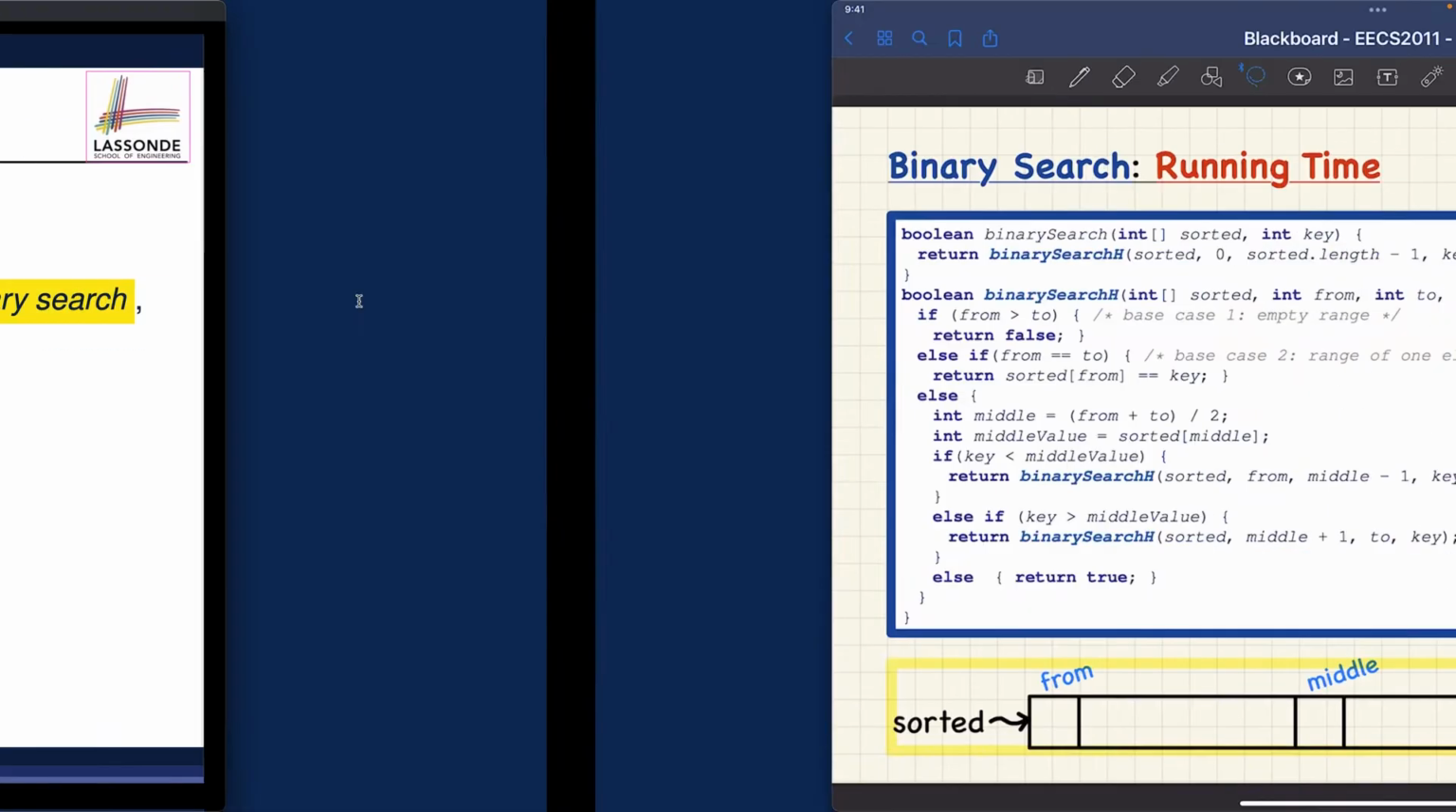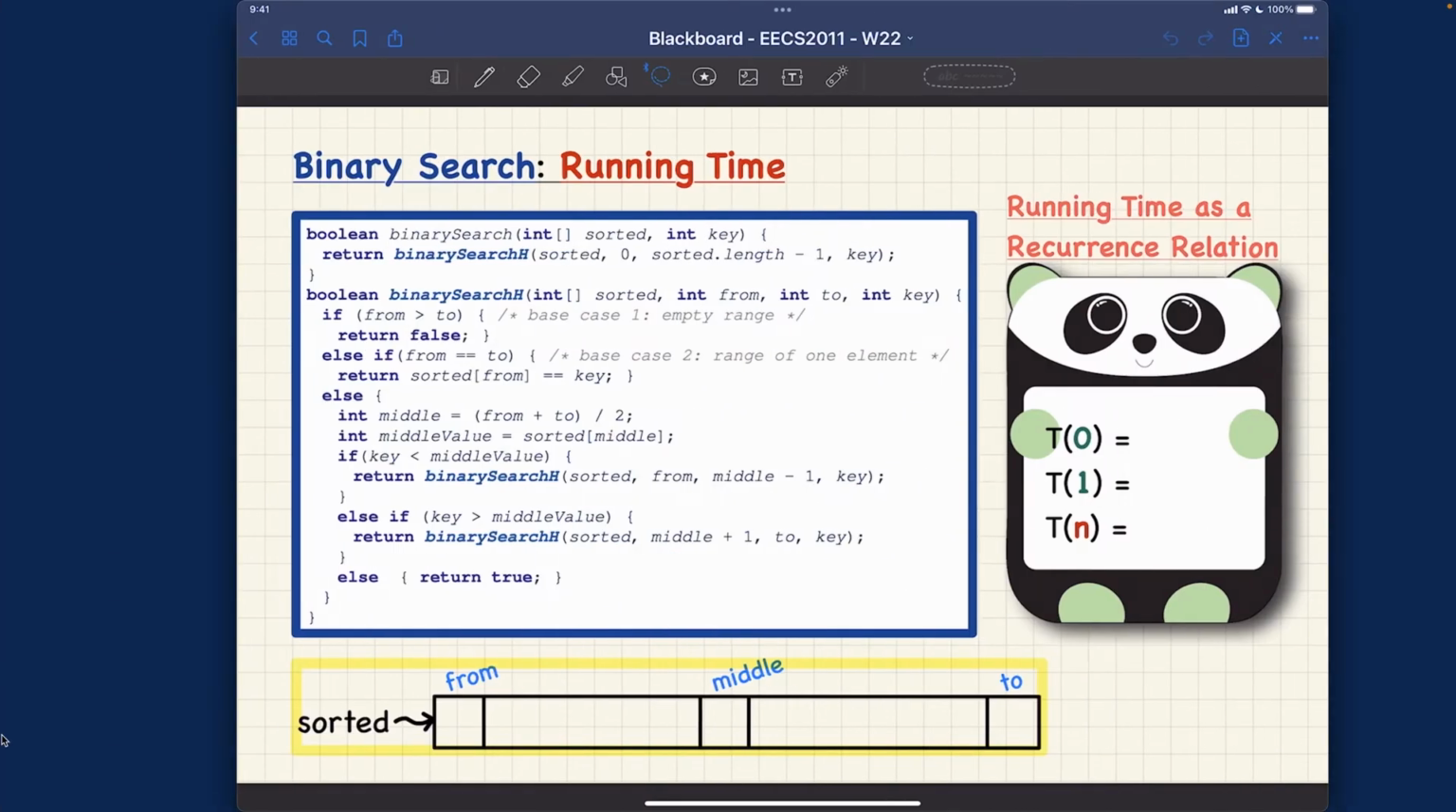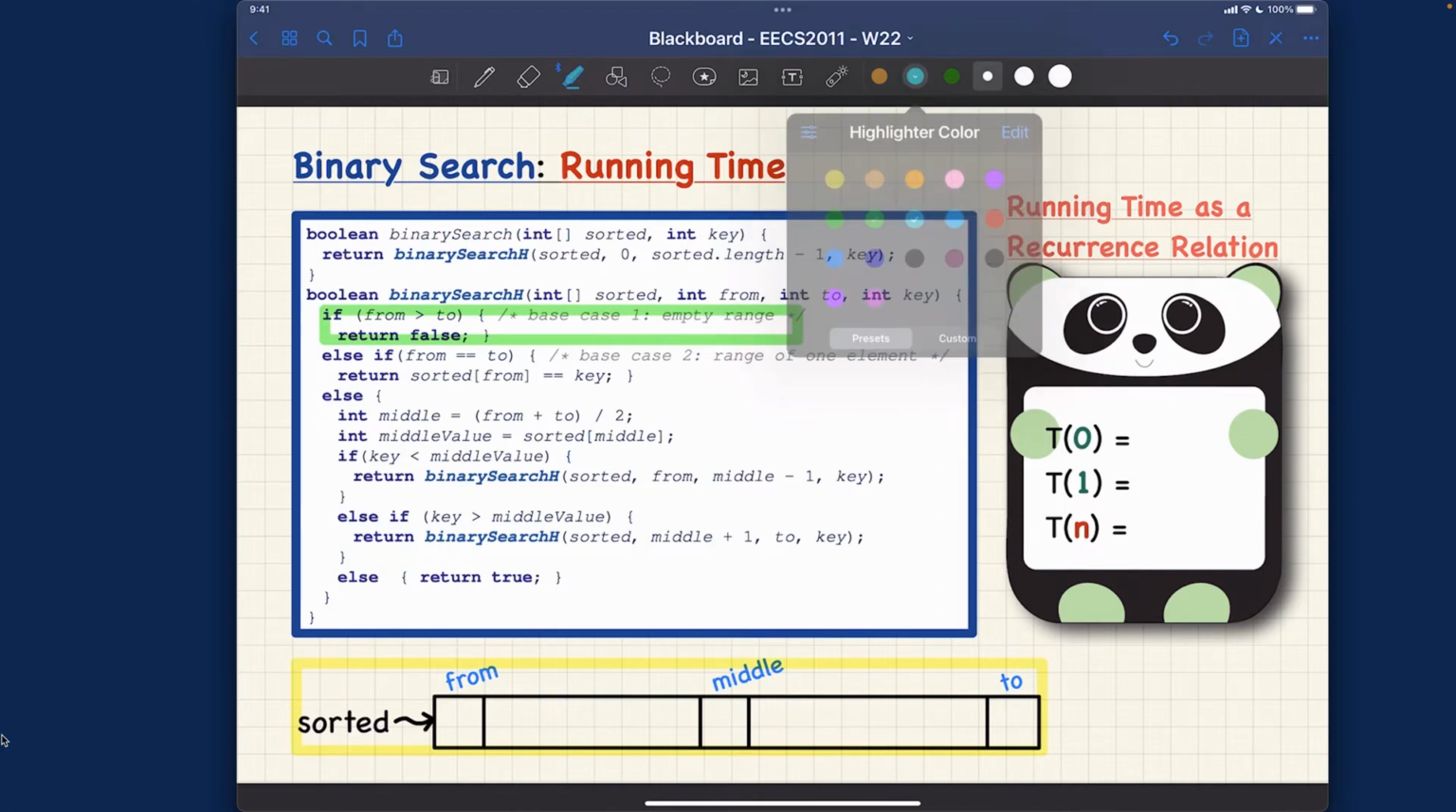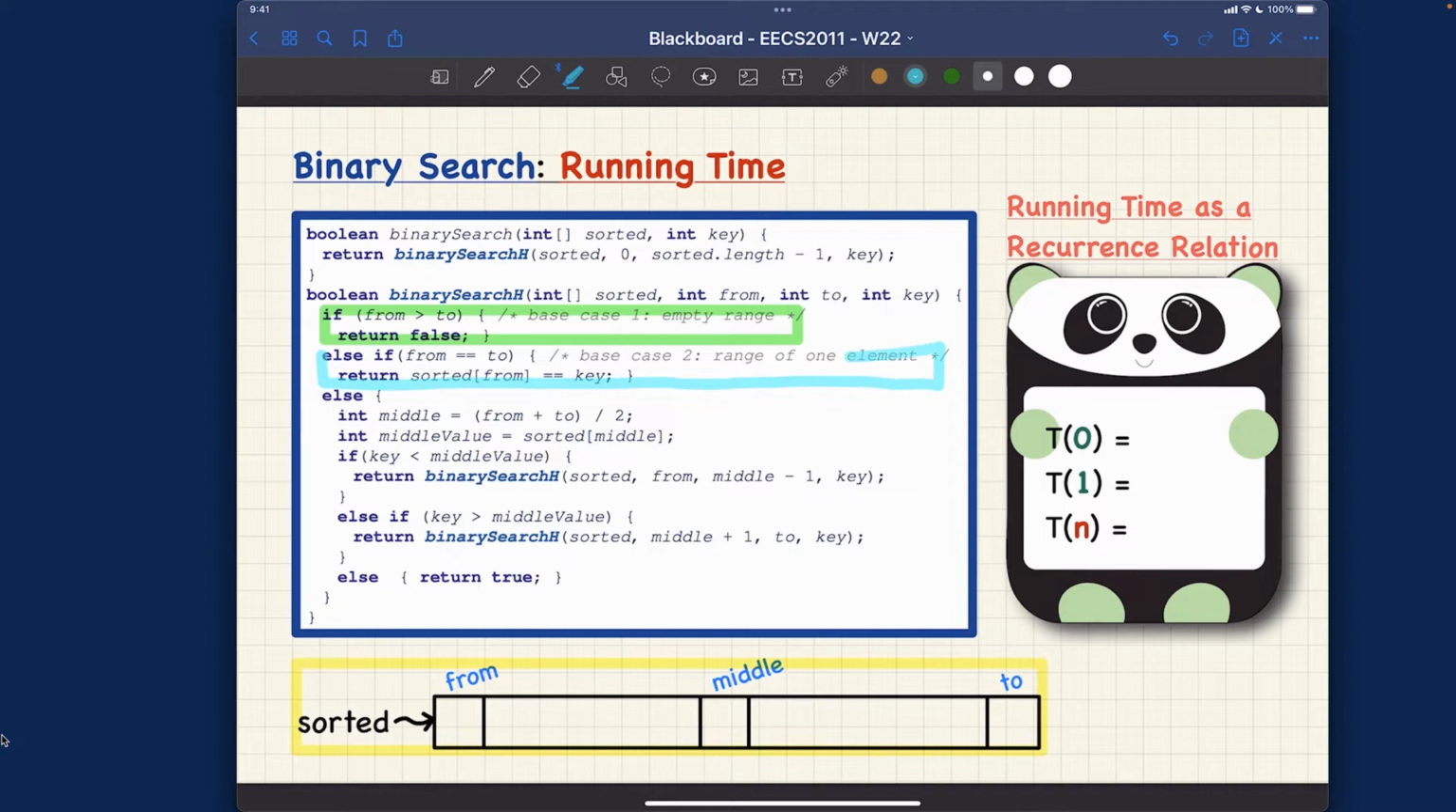Right, so let's now talk about what that running time function should be. Let's go as we actually analyzed before. Let's talk about different cases. I'm going to just box the different cases over here. We got base case number 1 over here, which is for the empty range, and we got base case number 2, which is for the range of a single element over here.